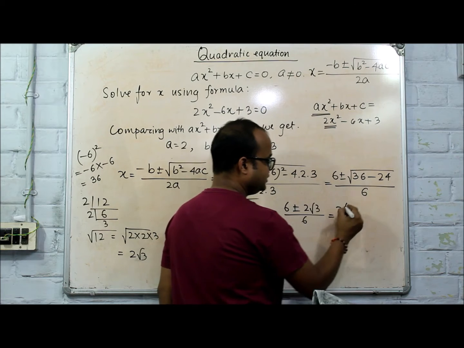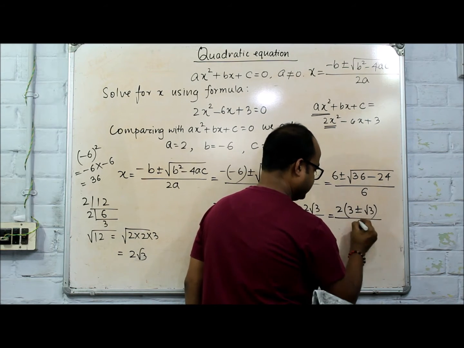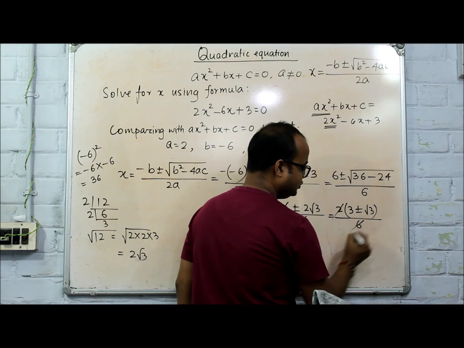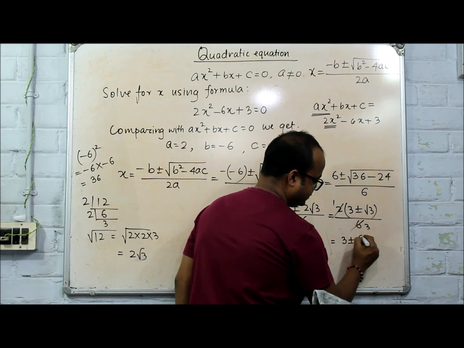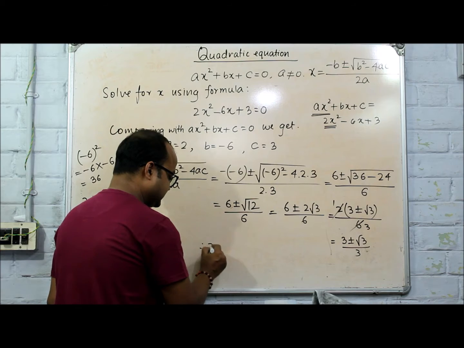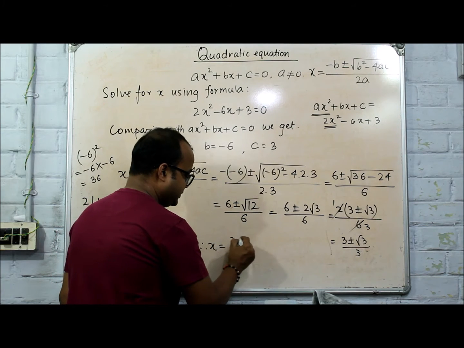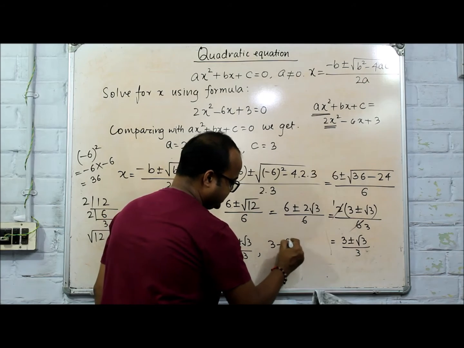If we take 2 common, then we will get 3 plus minus root 3 by 6. 2 1 is 2, 2 3 is 6. So 3 plus minus root 3 by 3. So therefore values of x are 3 plus root 3 by 3 and 3 minus root 3 by 3.